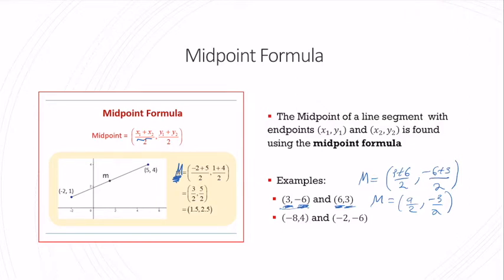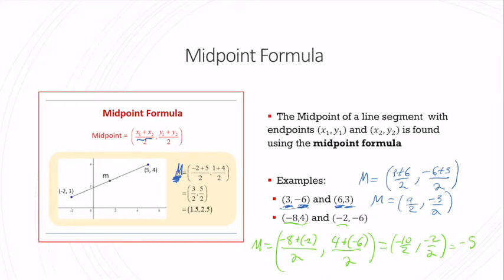Let's take a look at this next example. I have the midpoint is my x values, so I'm going to take negative 8 plus negative 2 divided by 2, and 4 plus negative 6 divided by 2. I'm going to simplify that. Negative 8 and negative 2 is negative 10 divided by 2. 4 plus a negative 6 is negative 2 divided by 2. So my midpoint is negative 5, negative 1. That's going to be the midpoint between these two.